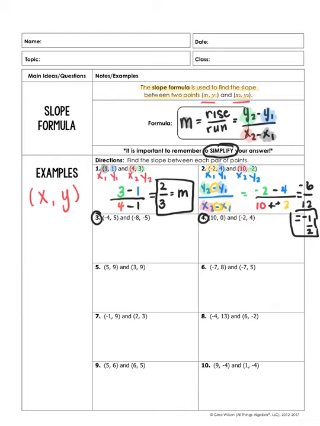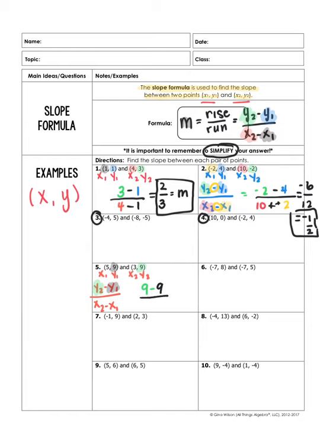For number 5, it says 5, 9 and 3, 9. So I label my first coordinate x1 and y1 and my second coordinate x2 and y2. So we follow our formula, y2 minus y1 all over x2 minus x1. Y2 comes first, so that's 9 in this problem. So I'll have 9 minus y1, which is also 9 in this problem. So 9 minus 9 all over.